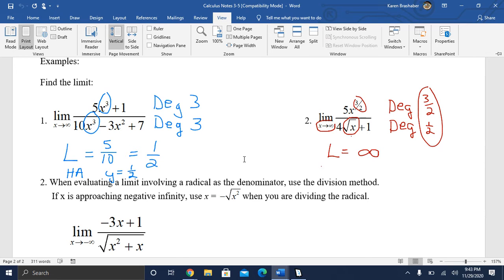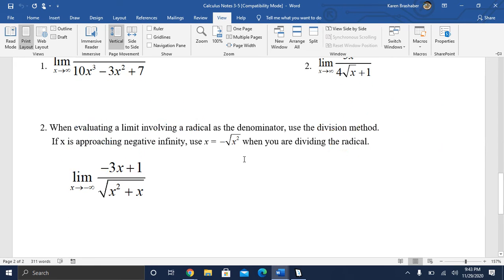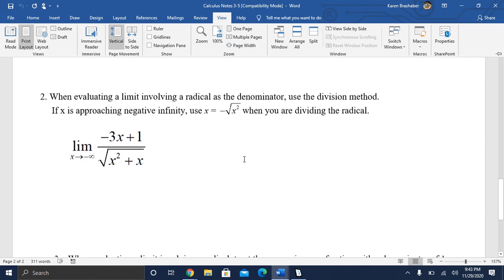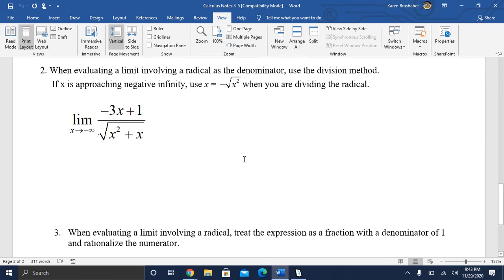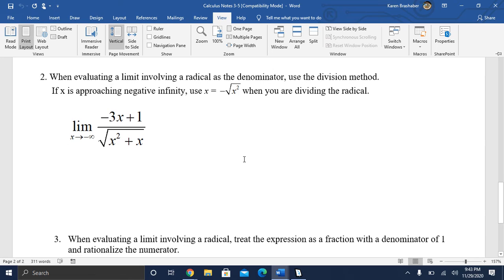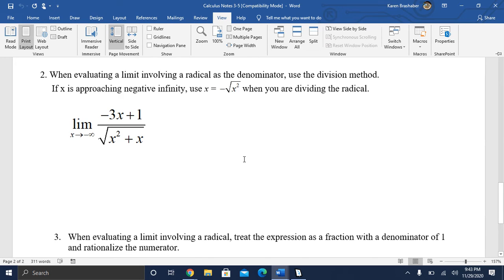this second statement that says, when evaluating a limit involving a radical as the denominator, you can use the division method as we described in the introductory video. However, you actually can use the shortcut. Just remember that if you're approaching negative infinity, then you want to think about it in terms of the negative branch of the square root.